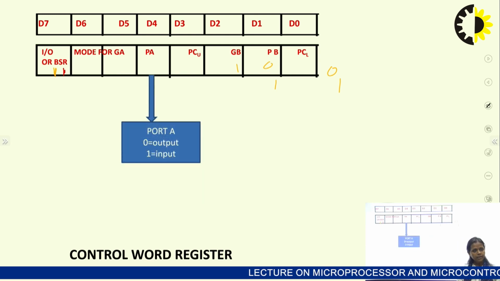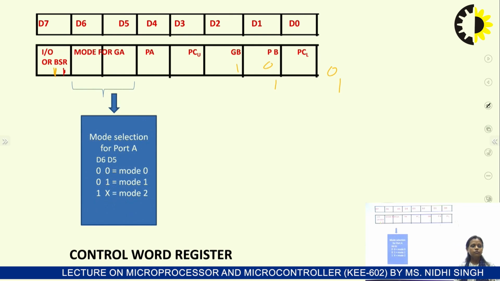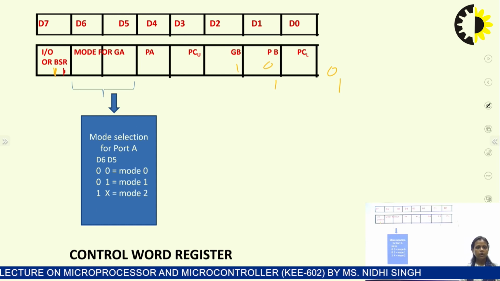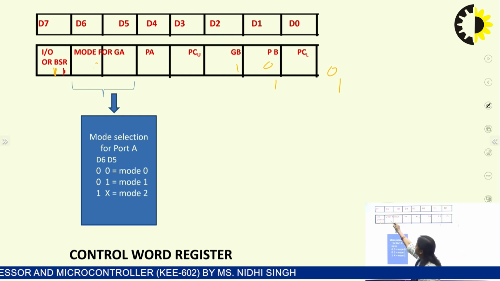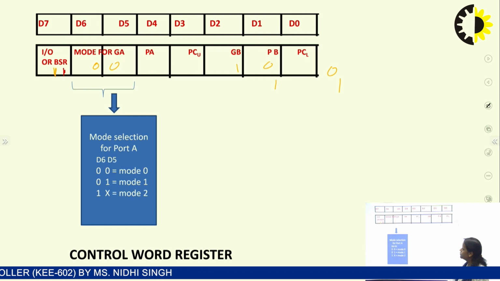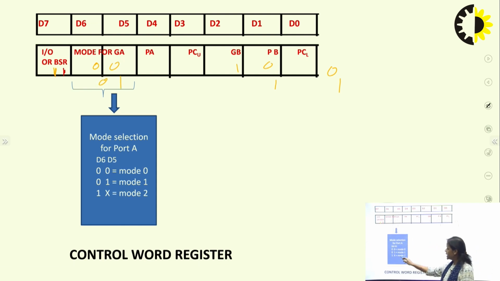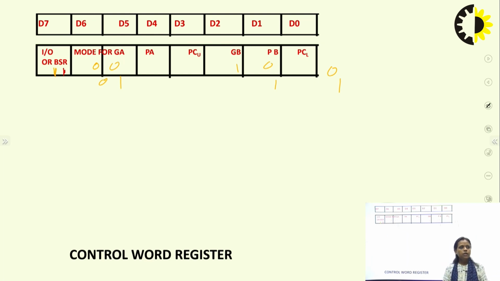Then for port A, for output we will provide here 0. If we want port A to work as an input, we will provide here 1. And for group A, if we want this to work in mode 0, we will provide here 0, 0. Suppose we want this to work in mode 1, so we will provide 0, 1. And for mode 2, we will provide 1. Here X means either you can write 0 or 1. So this is how we can create the control word.